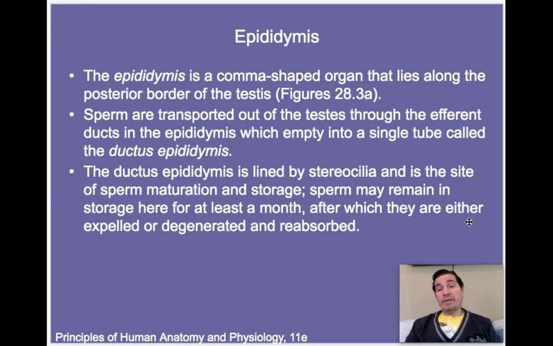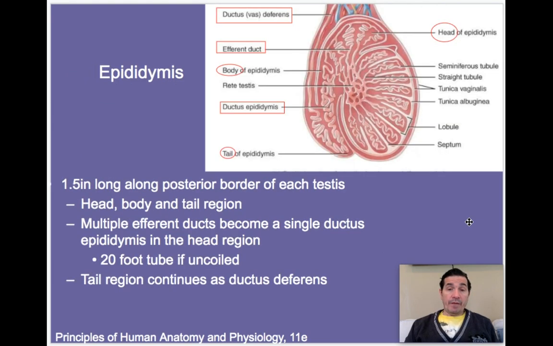Now, the epididymis is like I call it a question mark, but you could call it a comma shape, but it's on the posterior side of the testes. And if we actually were looking at it, this is where the sperm cells develop, and they're stored for at least a month. And then after that, they're either expelled or broken down and reabsorbed. Now, when we look at it, the epididymis is about 1.5 inches long, but it actually is about 20 feet long.